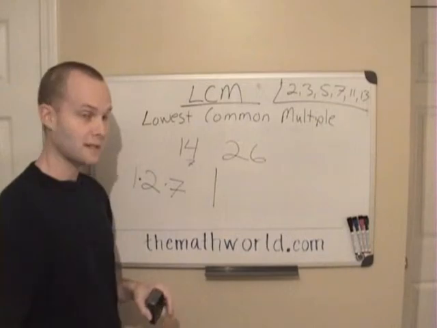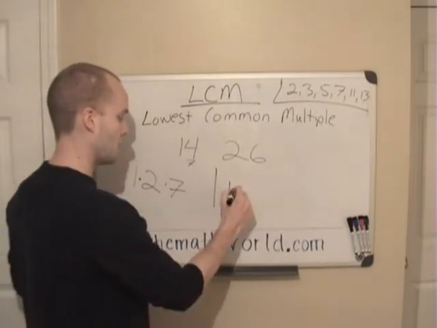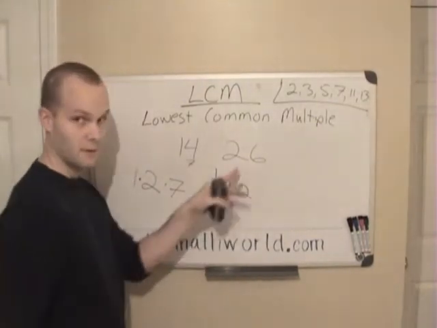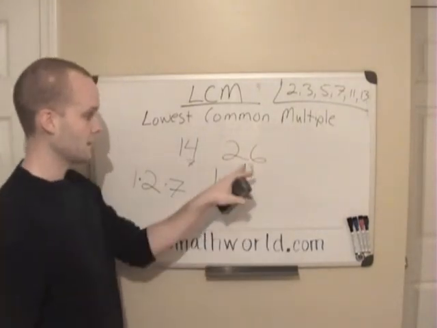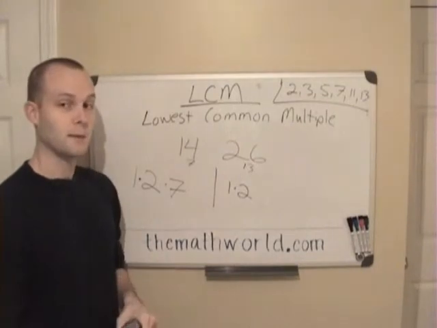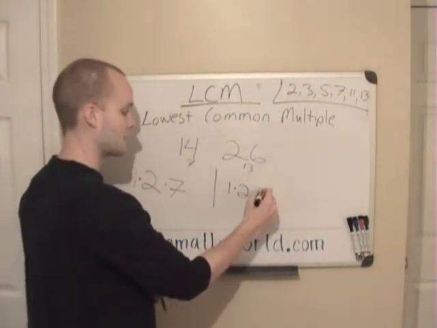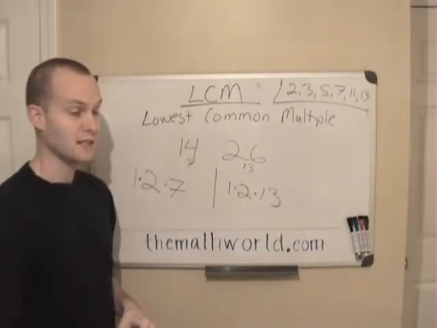And then over here, 26. The first thing I'm going to do, 1 times 2, I'm going to divide this by 2. It's an even number, so I always do my 2 first, is 13. And 13 is a prime number as well, so it's going to be 1 times 2 times 13.